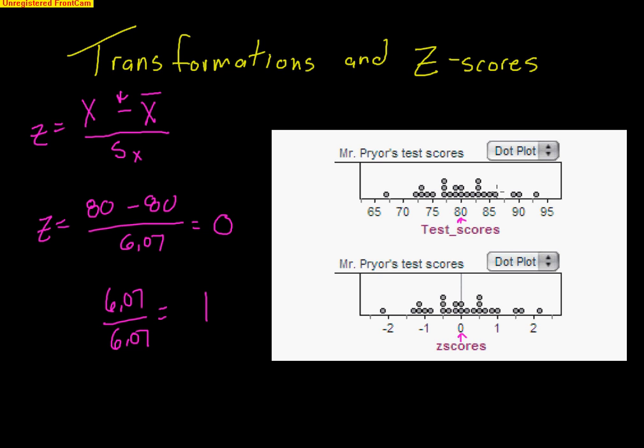So that converts. So here was Brian's 86, by the way. Look, here it is right here, right around 1. Remember, it was actually 0.99 was his z-score, but that's pretty darn close to 1. So you get the idea that when you convert to z-scores, your scale converts to a mean of 0 and a standard deviation of 1.